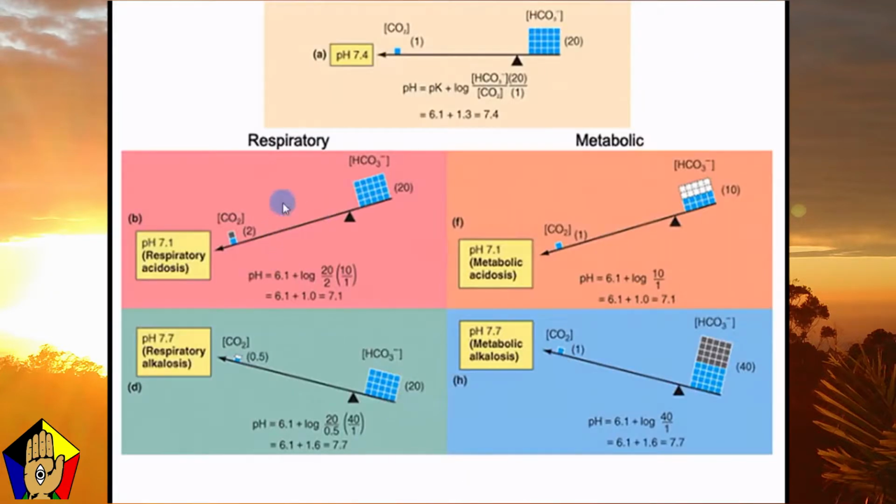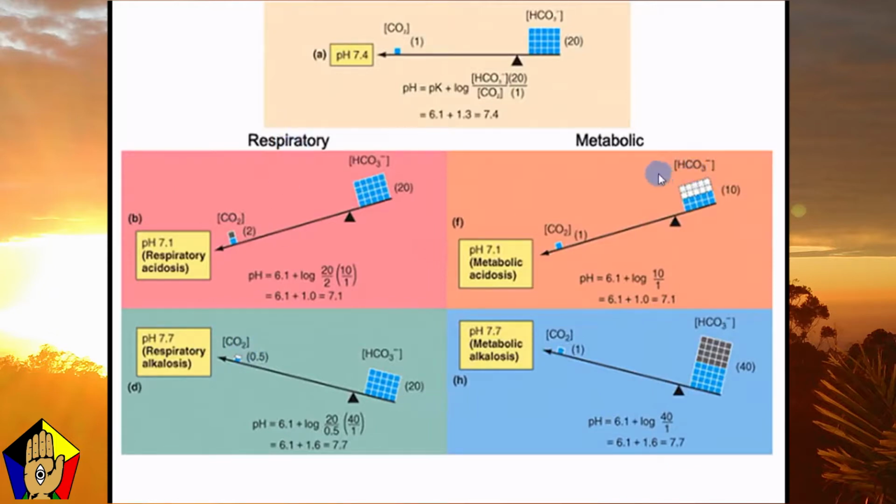Let me give you some examples. In this situation, respiratory did it. That means CO2 has changed over here. You gain CO2, which means you gain acids. You start going into an acidic state, 7.1. It's because of the lungs, so it's respiratory acidosis. Over here, you lost CO2. When you lost CO2, the base became more powerful, and you start going up into the 7.7 range. You're going into alkalosis, but it's because of a change in CO2, so it's respiratory.